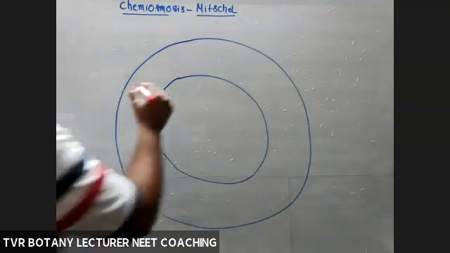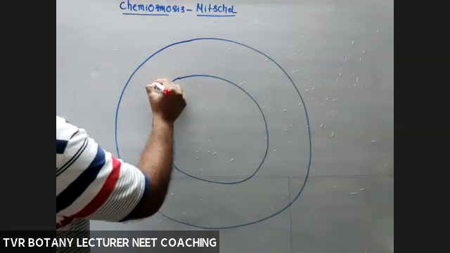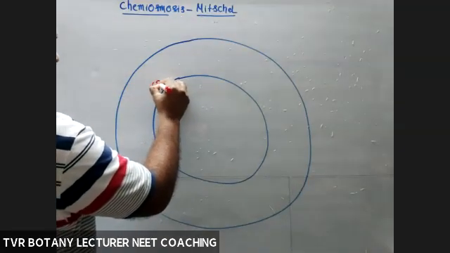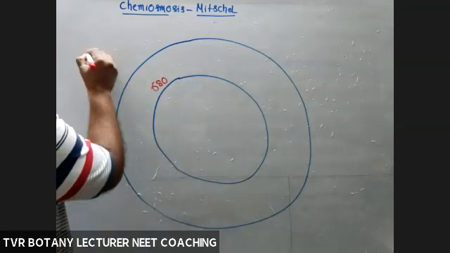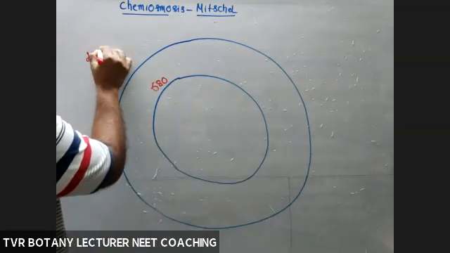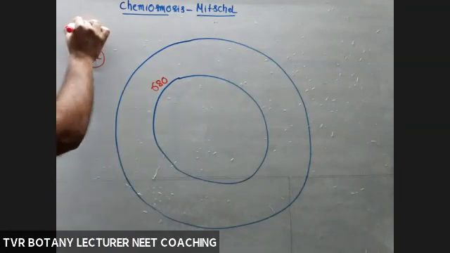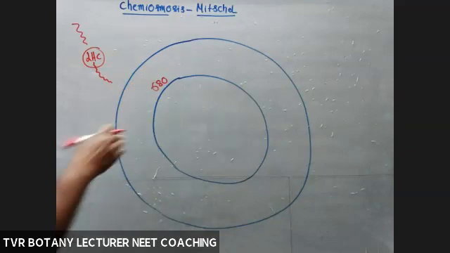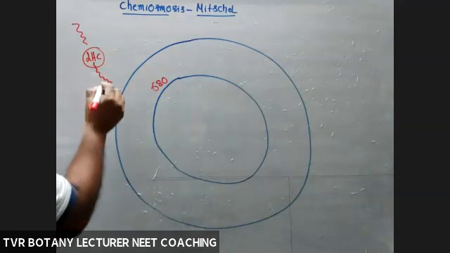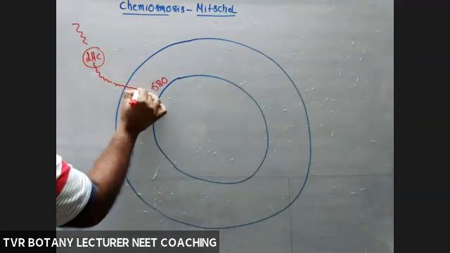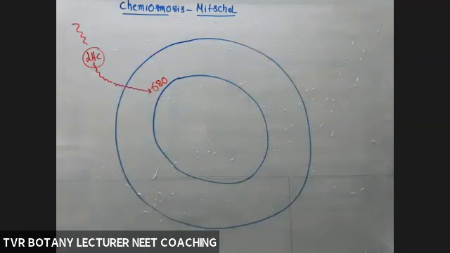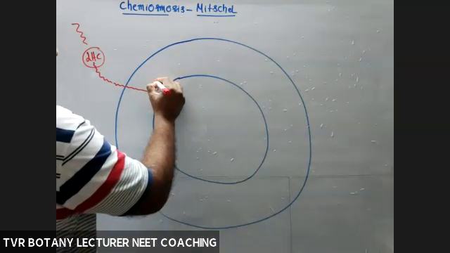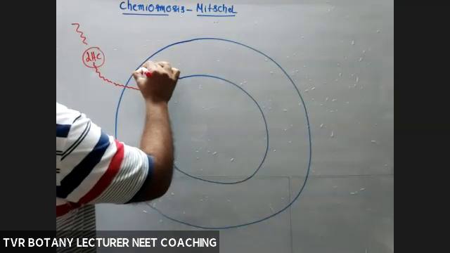Okay, so here P680 is present. 680, right? So the LHC of that one. Radiant energy is absorbed by the LHC. This is an ETS, the non-cyclic electron transport system. So energy is reaching the 680. Now it is excited. Electrons are accepted by the first electron acceptor, that is pheophytin.